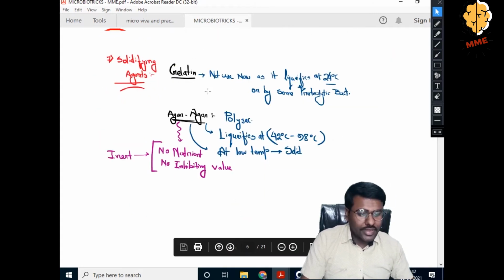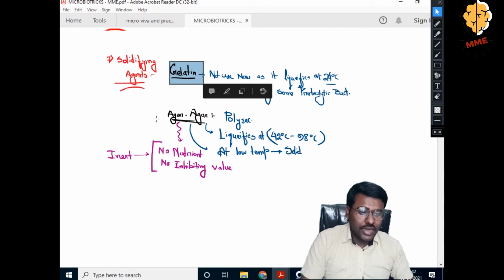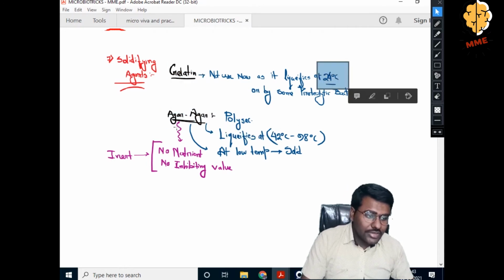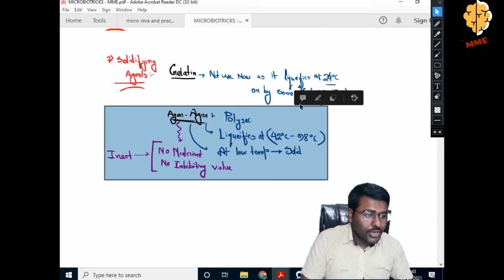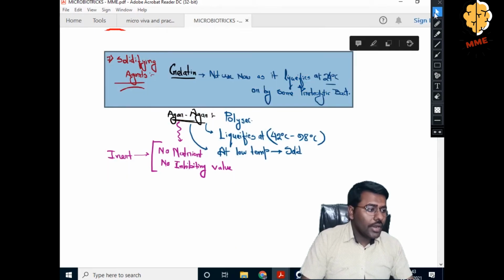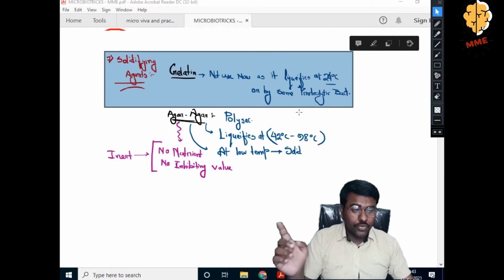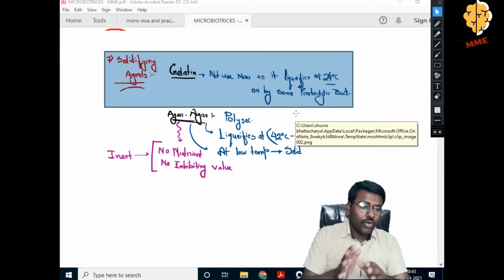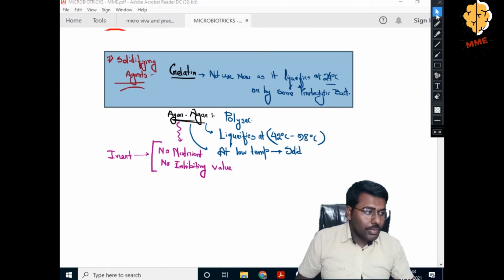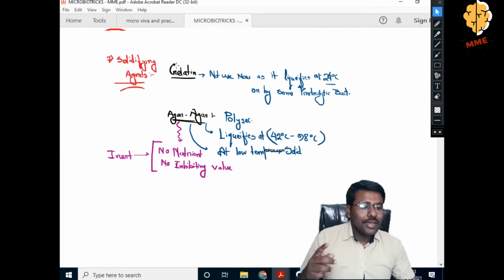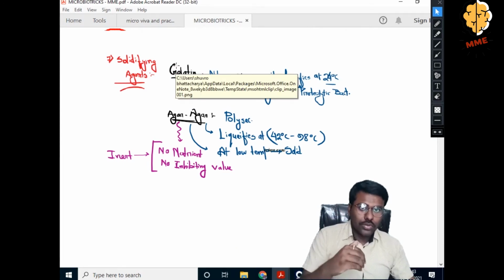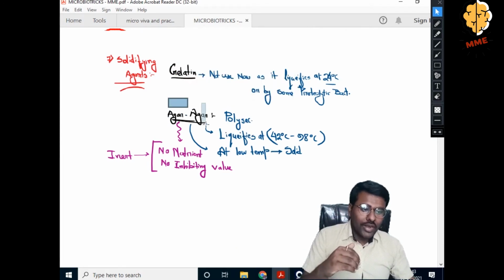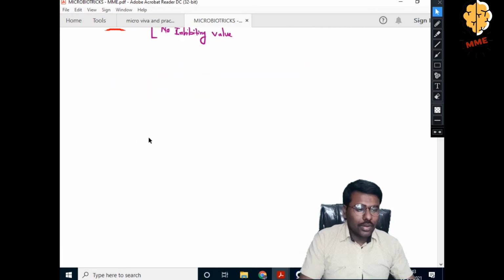Coming to the solidifying agents, first is gelatin and second is the agar. Gelatin liquefies at 24 degrees Celsius and agar liquefies at 42 degrees Celsius. Just reversed: 42 and 24. 24 gelatin and 42 agar. How do you remember? This is my technique here. Gelatin one watt, 24 degrees Celsius. Two watts, 42 degrees Celsius. Okay.